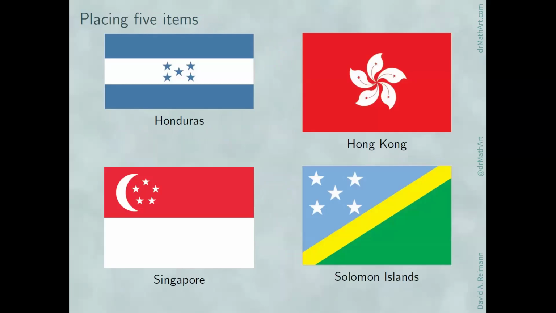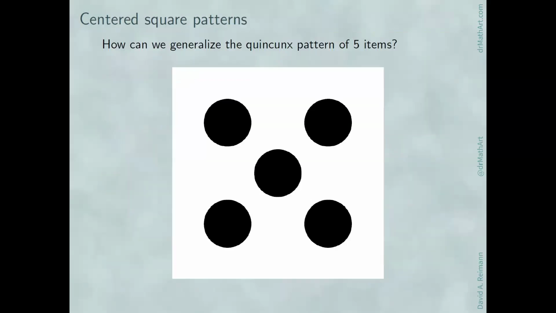If we're placing 5 items, one possibility is to place them in a circular pattern like this flag of Hong Kong or Singapore. Another way is to form a 2 by 2 grid and put a star in the center. This is very common when you look at, say, dice. This pattern has a name called a quincunx pattern. So a quincunx pattern has 5 items that look like this.